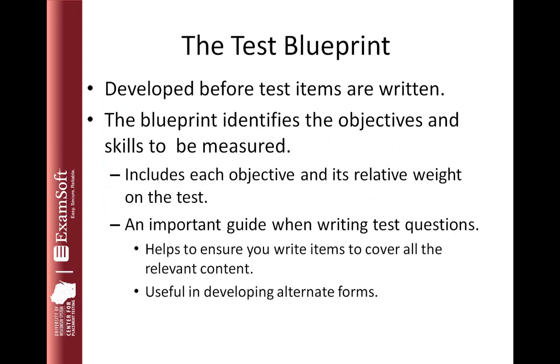So we end up with too many items in certain areas and not enough in the others. So the test blueprint can help guide you with that. It also is useful if you want to develop alternate forms. Maybe you want to give one form of the test to your first class and a second form of the test to your second class. Or one group of examinees is going to get Form A, another group is going to get Form B. The test blueprint ensures that you build both of those two tests to the same specifications.